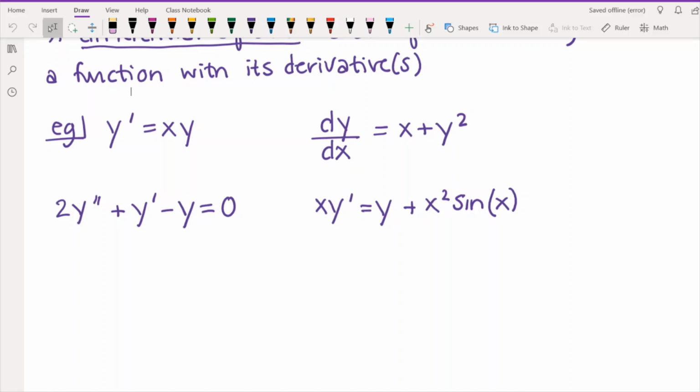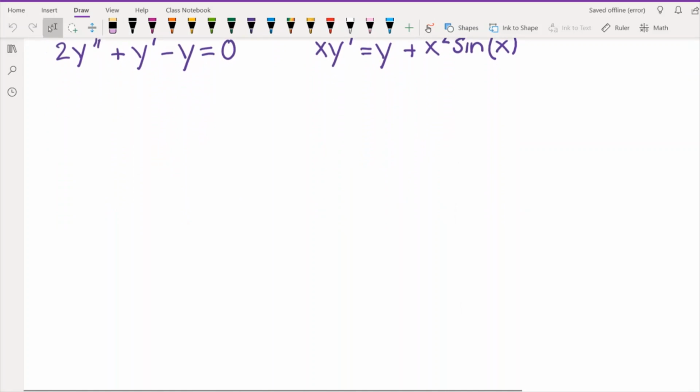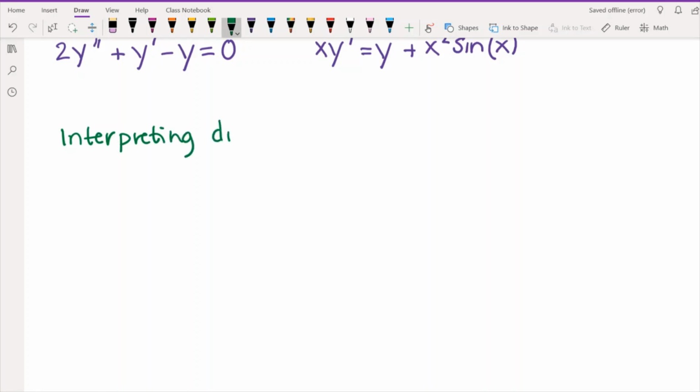But in this video, I want to focus on getting a little bit of intuition for what is the meaning of a differential equation. We're going to look at some simpler examples than the ones I wrote up here and try to interpret what they're saying and see if we can use that interpretation to find a solution to them. So I'll describe this as interpreting differential equations.